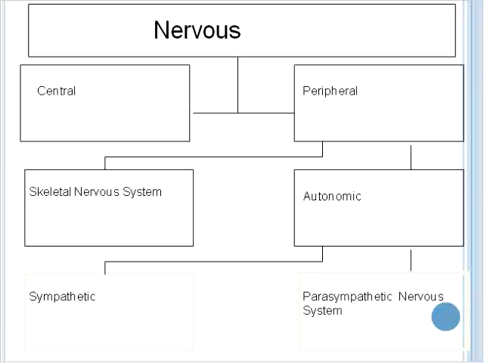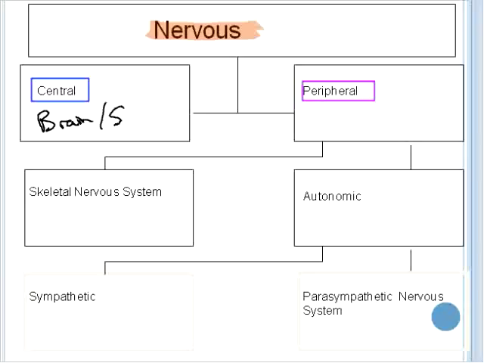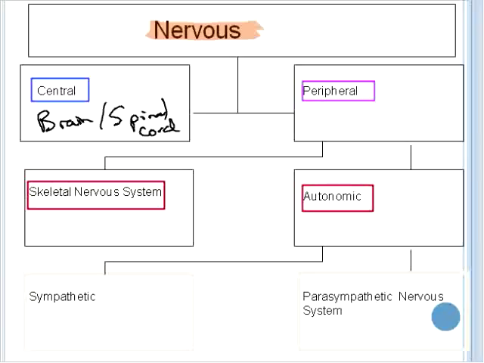So to summarize, the nervous system can be broken up into two major divisions. We have the central nervous system and the peripheral nervous system. The central nervous system is our brain and our spinal cord. The peripheral nervous system consists of our somatic nervous system and the autonomic nervous system. The autonomic nervous system itself has two parts, sympathetic and parasympathetic.